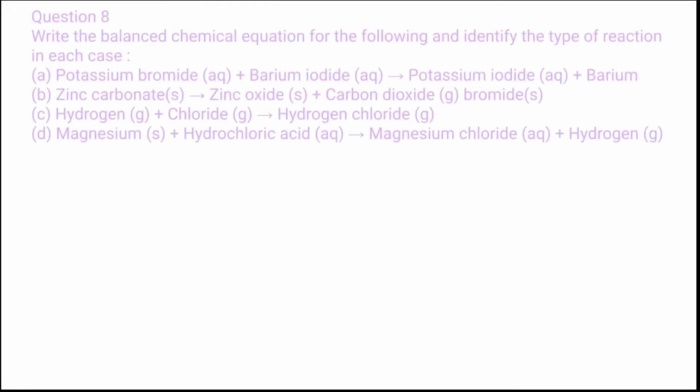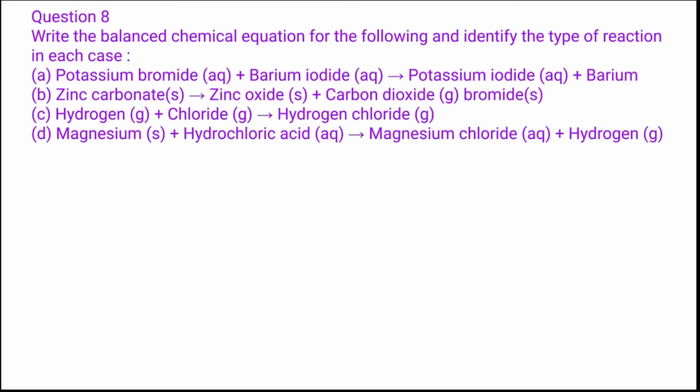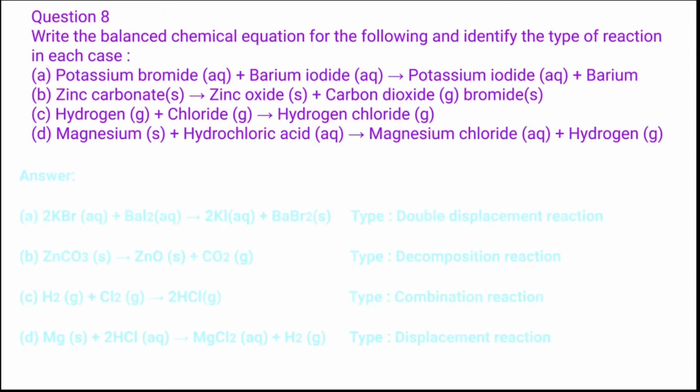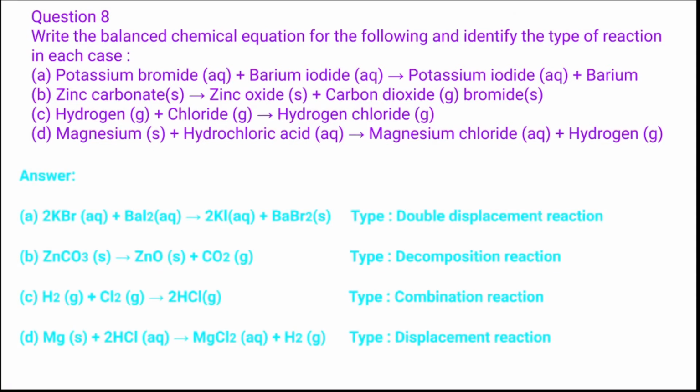Question number 8. Write the balanced chemical equation for the following and identify the type of reaction in each case. First one is potassium bromide plus barium iodide gives potassium iodide plus barium bromide. Answer is 2KBr plus BaI2 gives 2KI plus BaBr2, and this is a type of double displacement reaction.